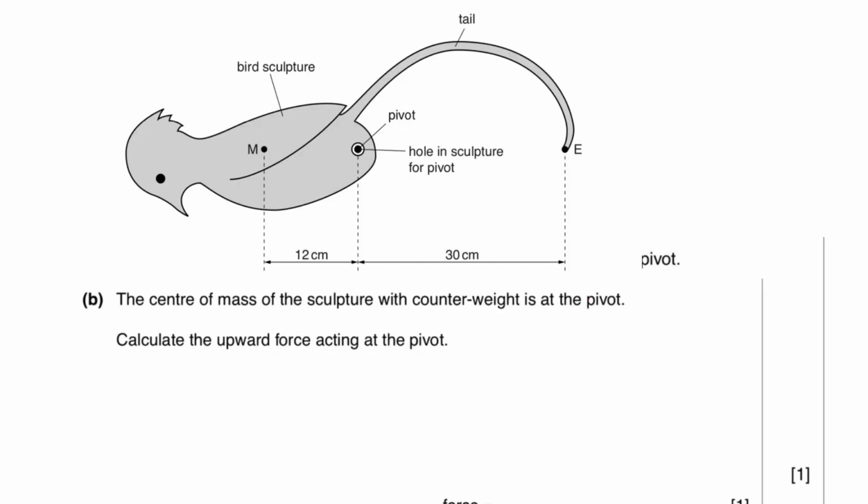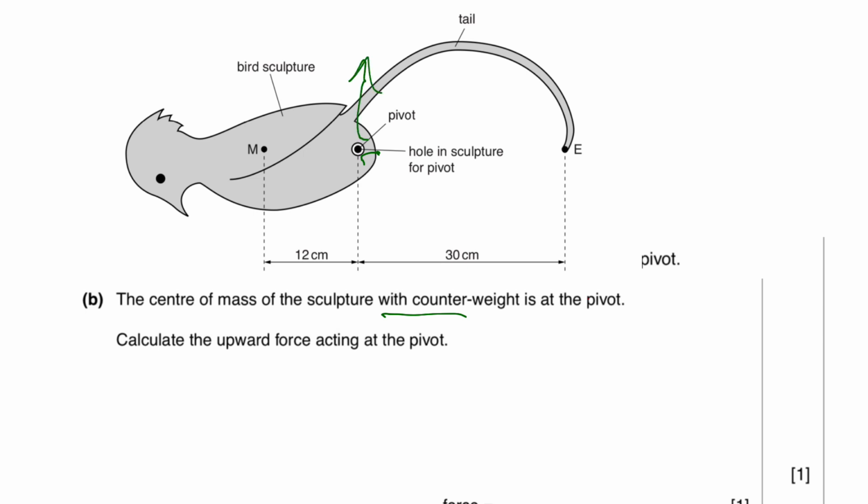The second part of the question says that the center of mass of the sculpture with the counterweight is at the pivot. So this is the pivot and center of mass. The counterweight and the mass of the whole sculpture is at the pivot, this position. Calculate the upward force acting at the pivot. So we want to find out how much upward force is acting at the pivot.